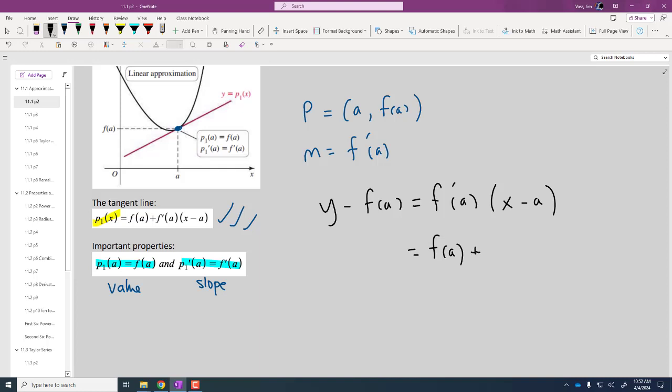And then we're going to call it p sub 1. So that's the tangent line.